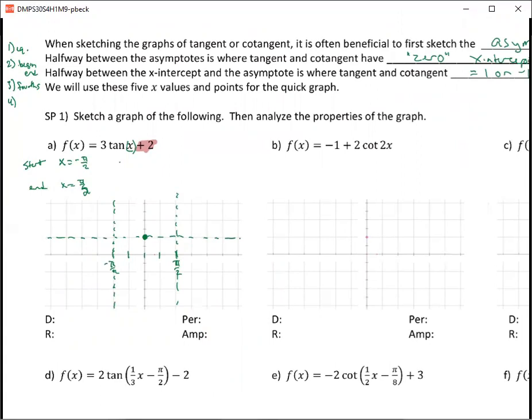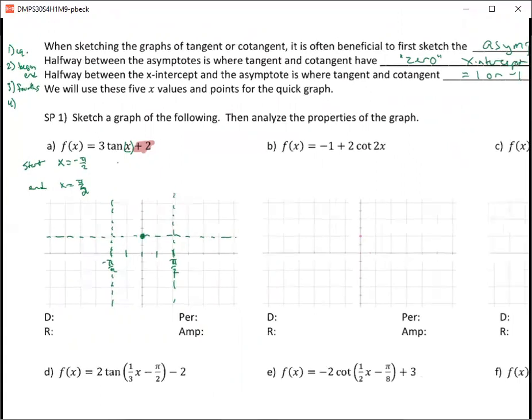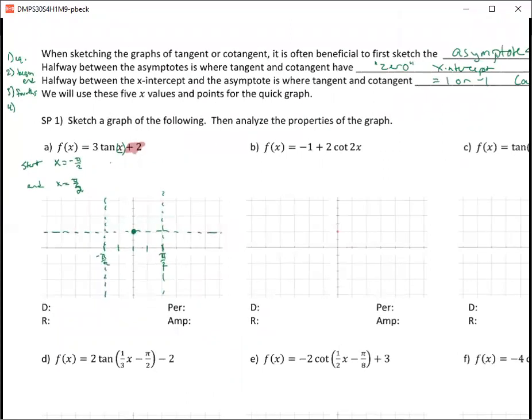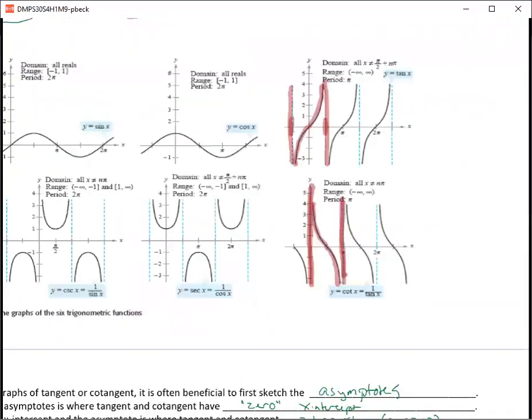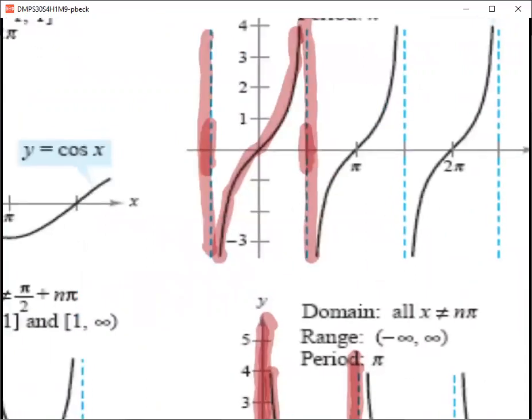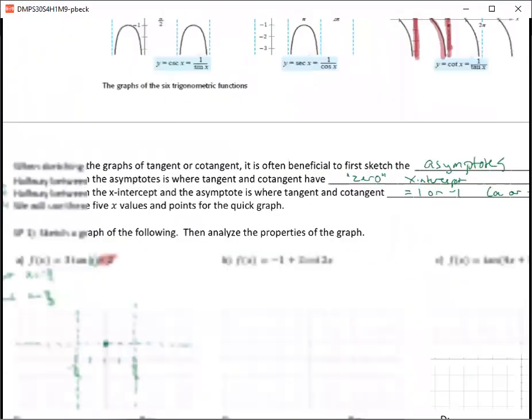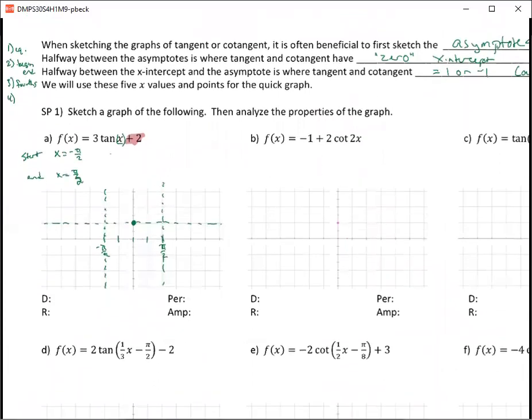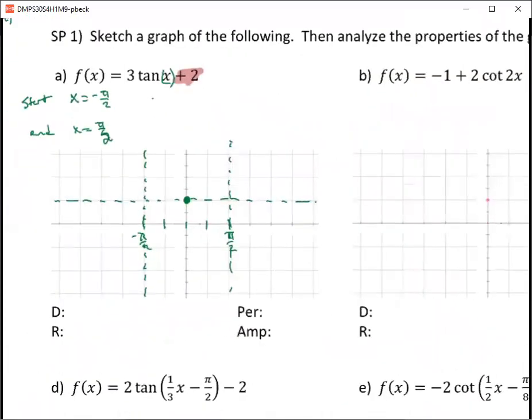And then halfway between those, that's where tangent equals positive or negative 1. What I mean by that is halfway between on my tangent graph is where tangent is going to equal 1 or negative 1. Because I have an amplifier here, and that amplifier is 3, we are now going to go 3 above my equilibrium and 3 below my equilibrium to establish my points.